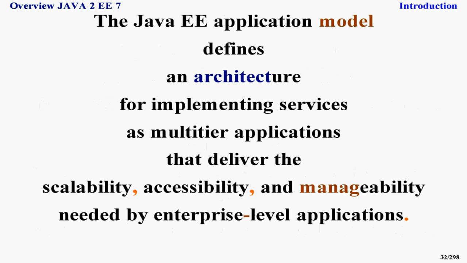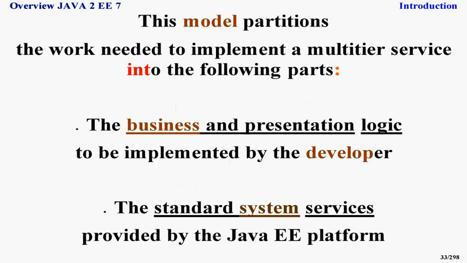The Java EE application model defines an architecture for implementing services as multi-tier applications that deliver the scalability, accessibility, and manageability needed by enterprise-level applications. This model partitions the work needed to implement a multi-tier service into the following parts.